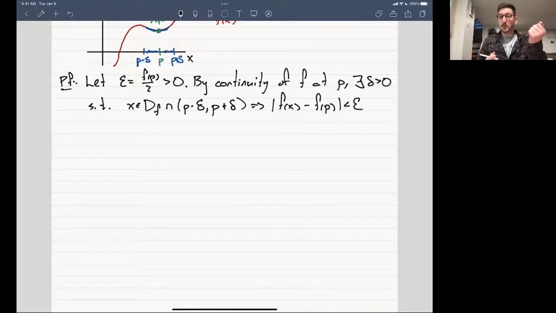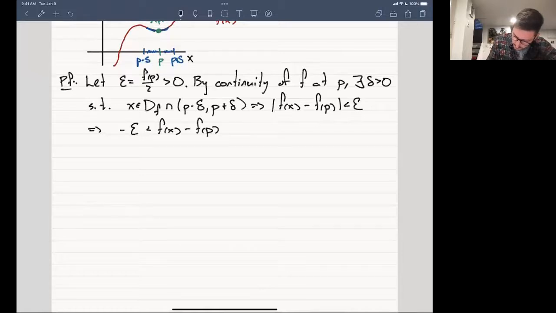I picked a positive number. In this case, I got to choose what it was going to be because I'm doing something explicit. I'm not showing it holds for all epsilon. I already know it holds for all epsilon. And so therefore, I found my delta. Now watch what happens. If I unravel this a little bit, this gives me negative epsilon is less than f of x minus f of P, which is less than epsilon.